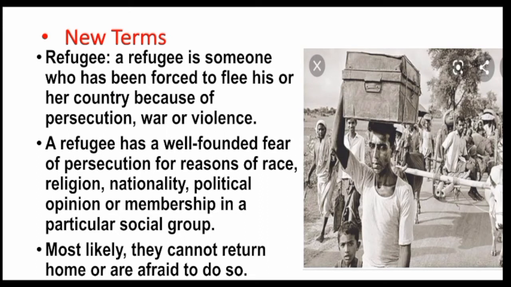The first word is refugee. A refugee is someone who has been forced to flee his or her country because of persecution, war, or violence. A refugee has a well-founded fear of persecution for reasons of race, religion, nationality, political opinion, or membership in a particular social group. Most likely, the refugees cannot return home or are afraid to do so. In short, refugees are those people who had to leave their country and move to some other country because of fear of being killed in their own country.